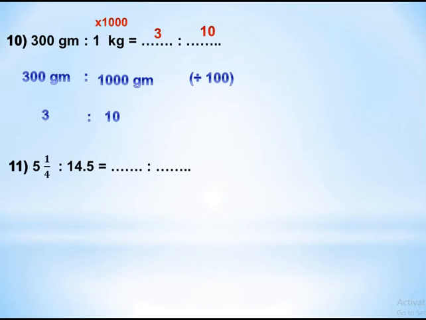Number 11, 5 and a quarter to 14.5. First, we have to start with removing the denominator. So we are going to multiply both of them by 4. It will be 21 to 58. And there is no more simplifying.